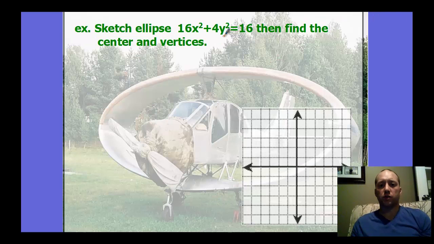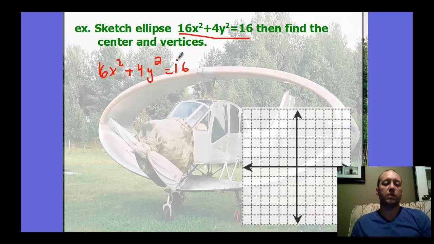Okay, let's sketch one. So here is our equation. If you look at this equation, you should see that there is no h and k. There's no parenthesis. But we have these coefficients here for x and y, so we want to get rid of those. We want to put it in the standard form. So I want to divide both sides by 16, because you want to get equal to 1. That's what the standard form is, always equals 1.